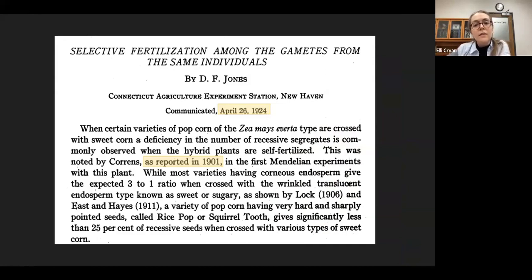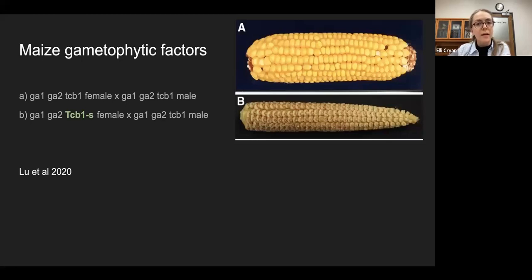So as long ago as 1901, maize breeders were reporting some evidence of non-Mendelian segregation of certain traits in maize that seem to have to do with some sort of hybrid incompatibility. And so maize geneticists have been interested in this system for a long time, and the reason it gives rise to things that look non-Mendelian, I'll walk through with this nice example from Liu et al. 2020 that shows these ears and their phenotypes.